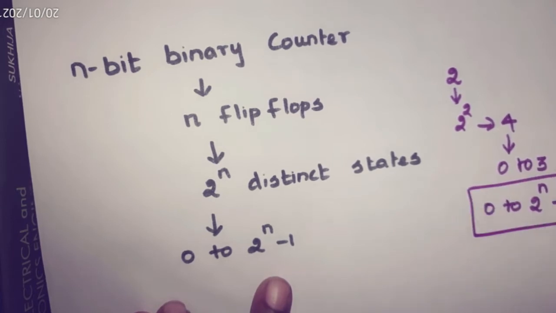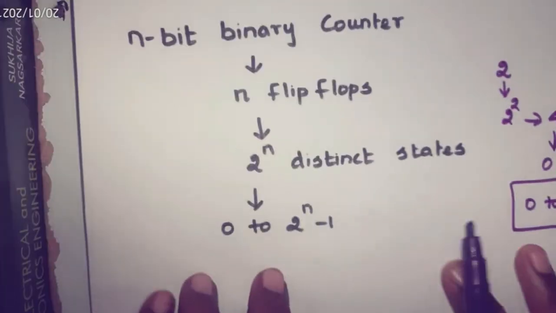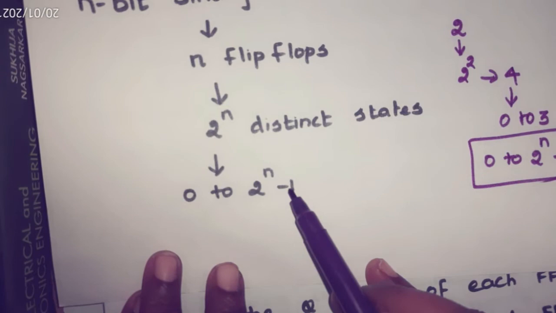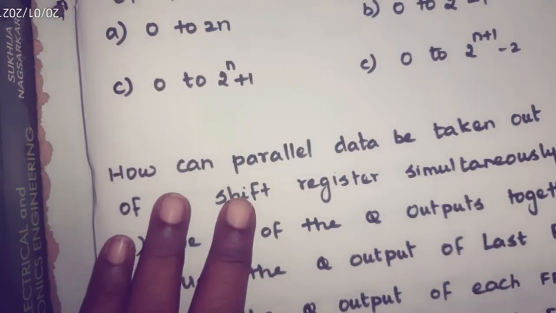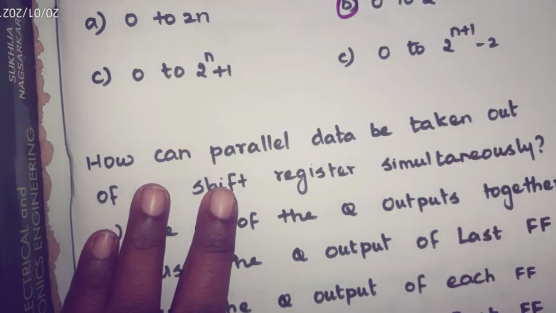So the range of count is 0 to 2 power n minus 1, whereas the maximum value of count is 2 power n minus 1. So actually this n-bit binary counter will count from 0 to 2 power n minus 1. So the answer is B, that is 0 to 2 power n minus 1.